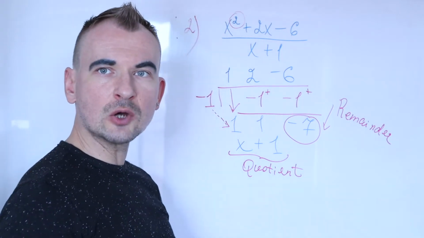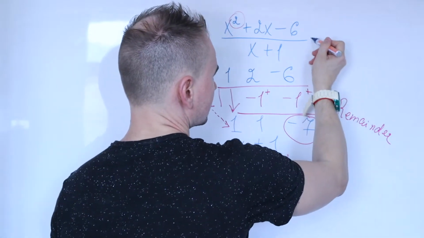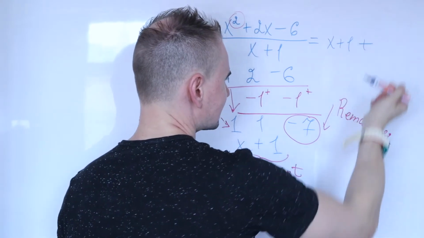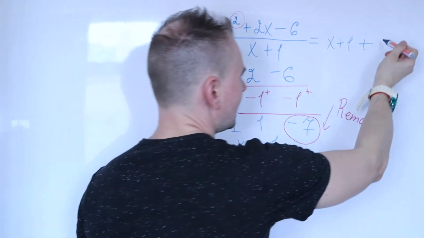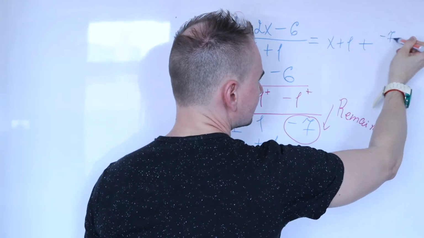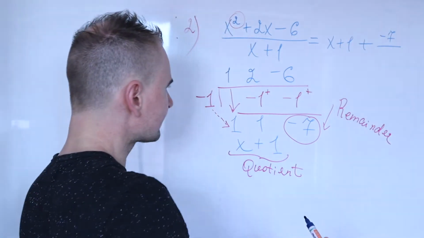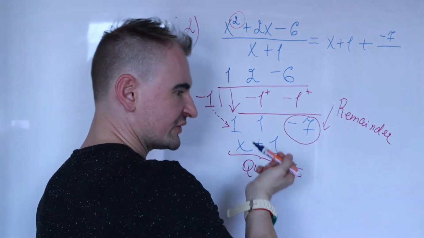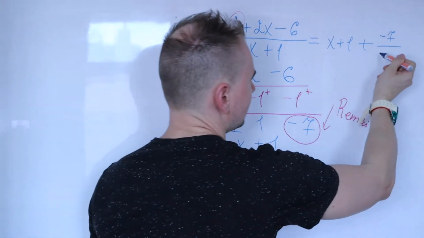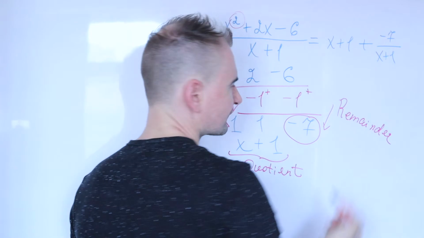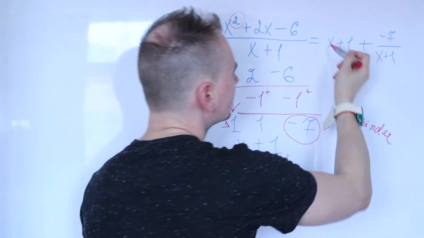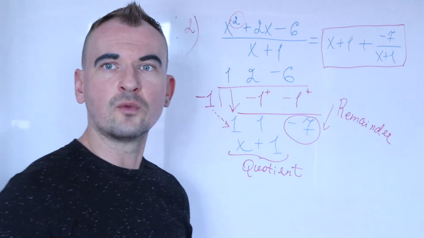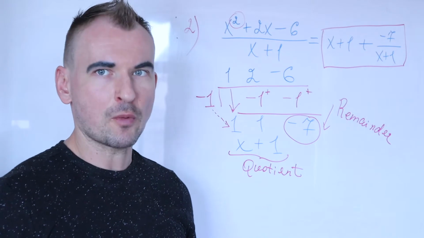And we could write out the final answer. So it's the quotient, which is x plus 1, plus we're going to place the remainder, which is negative 7, over your divisor, which is x plus 1 in this case. And this is your final answer for that division problem.